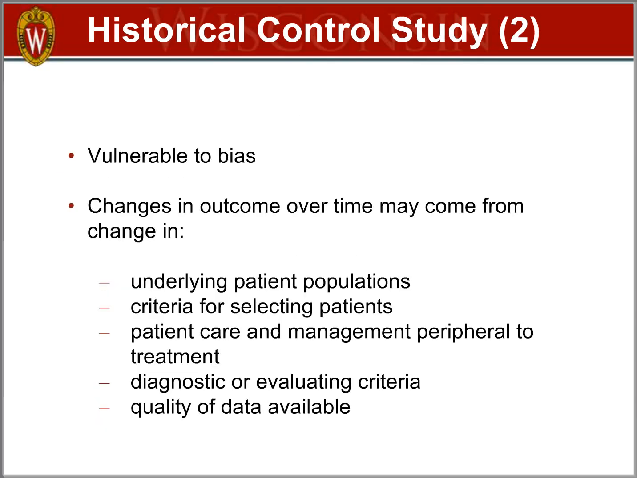So historical control design studies are vulnerable to lots of biases. These may occur because there are changes in outcome over time because of the underlying patient population. The criteria for selecting patients, patient care and patient management peripheral to the treatment, the diagnostic or evaluation criteria may change, and the quality of the data that's available may be problematic.